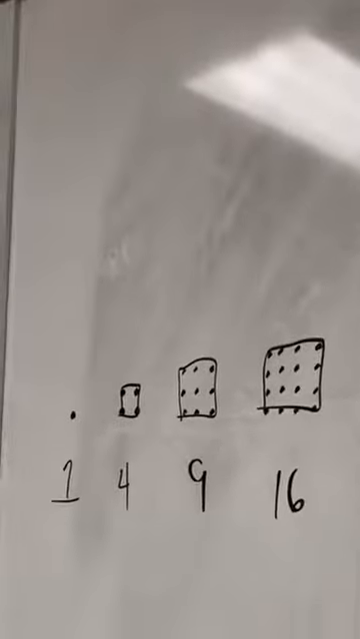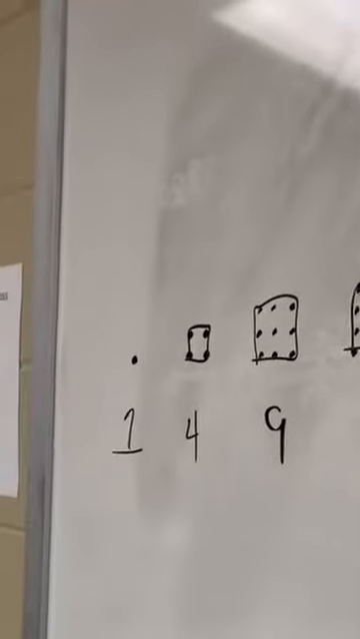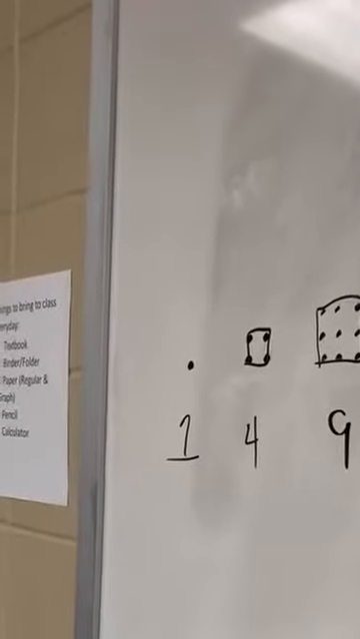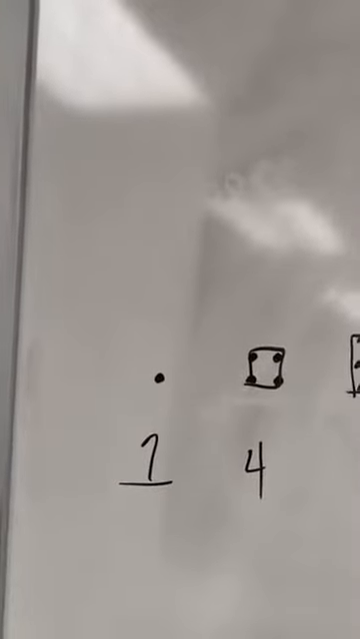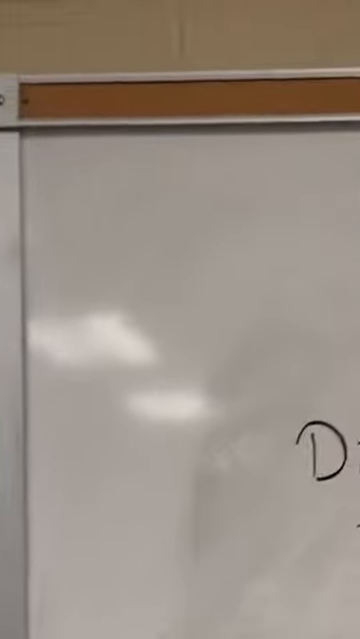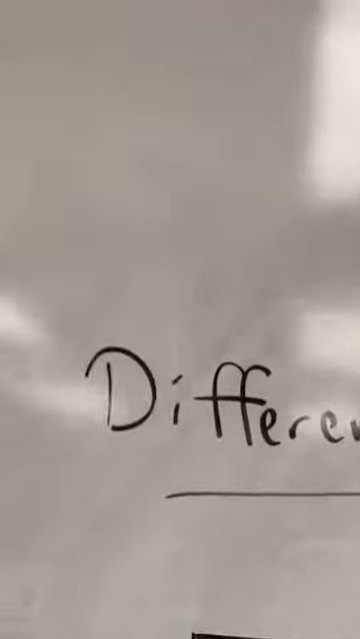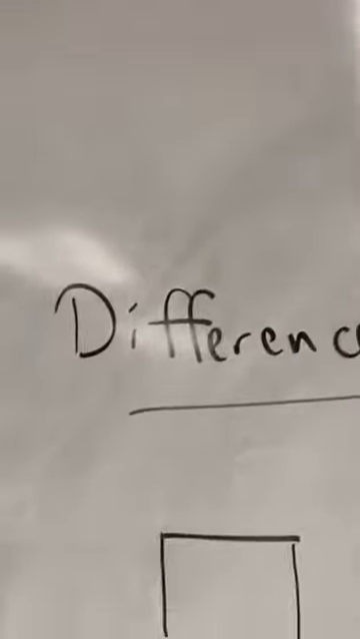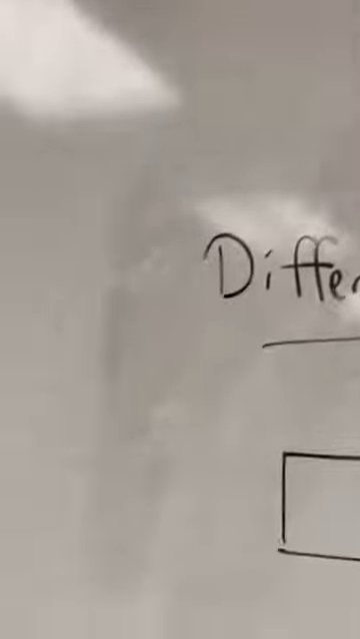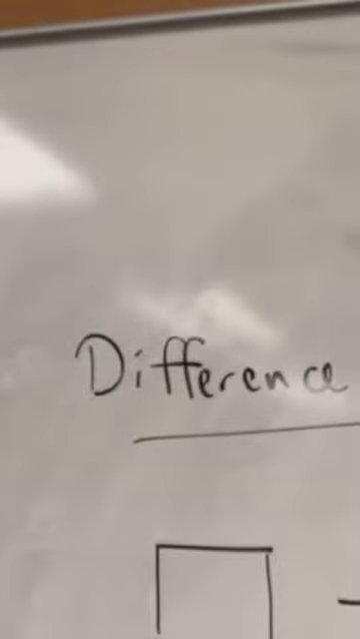A square is when you take a number and multiply it times itself. Or if you take a quantity and multiply it times itself, it is also considered a square. All right, so difference of two squares is a special type of factoring pattern. Difference indicates subtraction. And so that means the difference of two squares means you'll have a square minus a square.